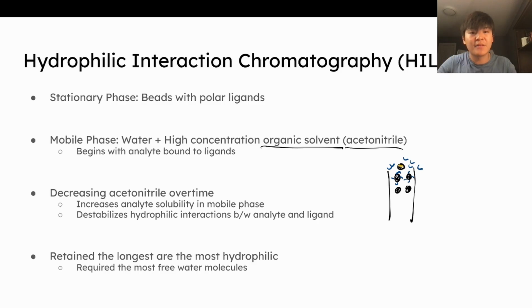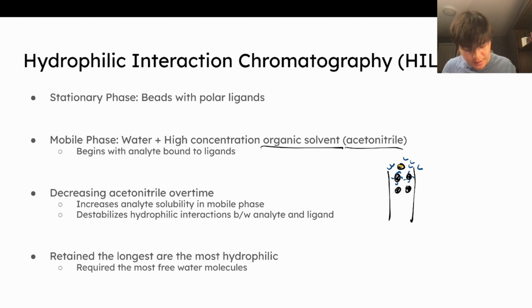So what are retained the longest then? Well, what's retained the longest are the molecules that require the most water to pull them out, and that's the most hydrophilic proteins. The most hydrophilic proteins will stay connected to this polar ligand as long as they can, and usually this is a very, very polar ligand. But eventually, there's too much water. Water is very good, and it's very small, and it'll wiggle its way down there and destabilize it and pull it away. Basically dissolve this protein. And so whatever takes the longest to dissolve is going to be the most hydrophilic.